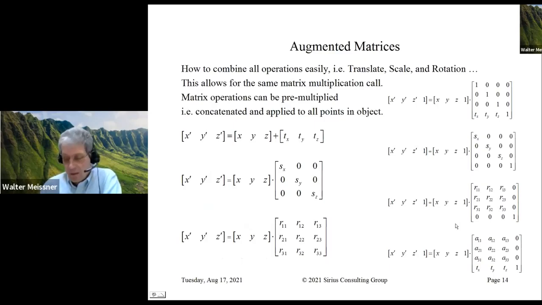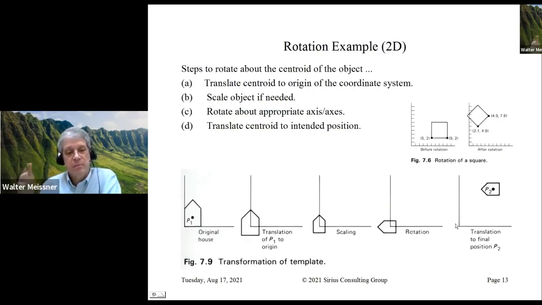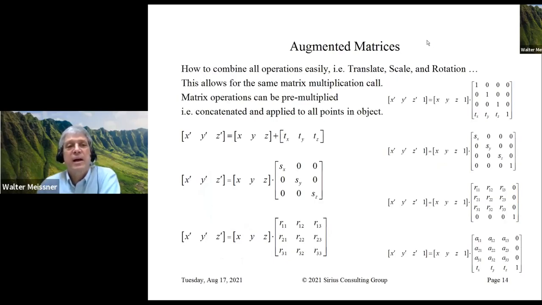Okay, now what happens when you want to try to consolidate all these operations? Well, there's a little bit of a problem because some of them are multiplication and some of them are addition, and how do you reconcile that? Well, they reconcile it by using an augmented matrix.